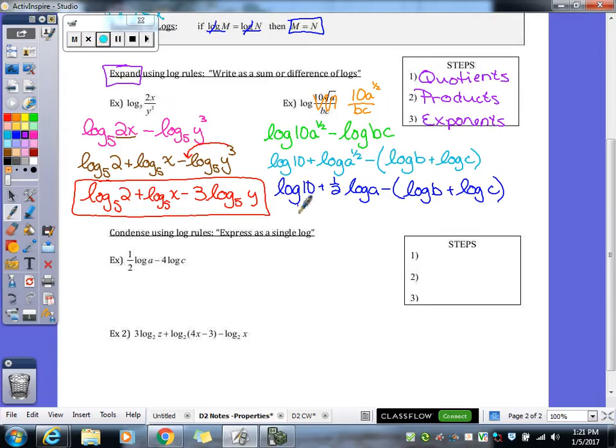So whenever it turns into a whole number like that, you have to clean it up. It's kind of an unwritten rule for your logs. So instead of log 10, it turns into 1 plus your 1/2 log a. Now you can distribute your negative sign through and write log b minus log c. Or you could still leave it in the parentheses. Either of those is fine at that point.